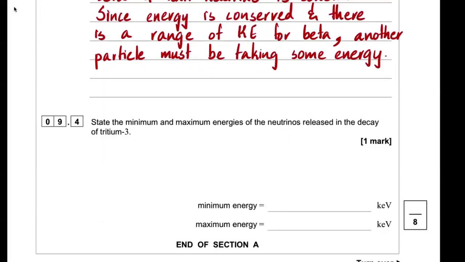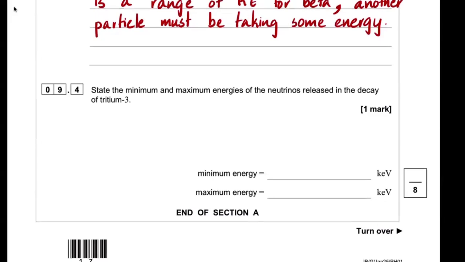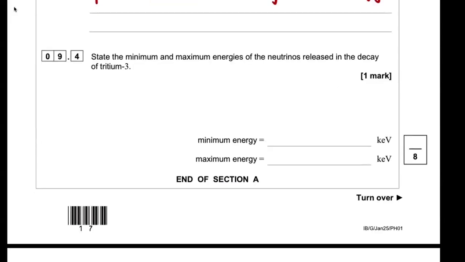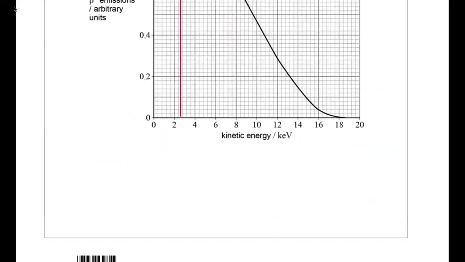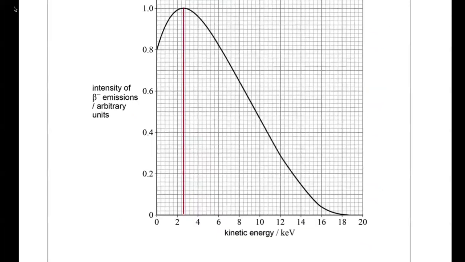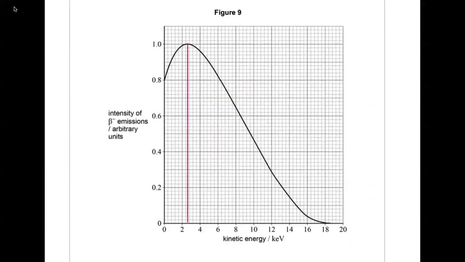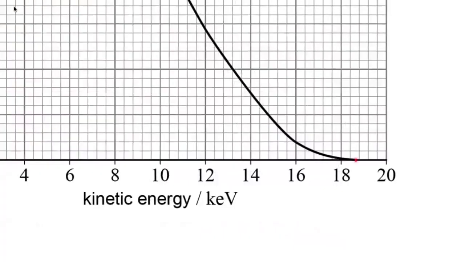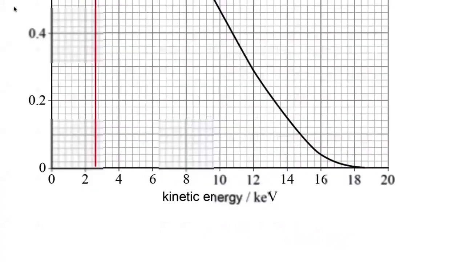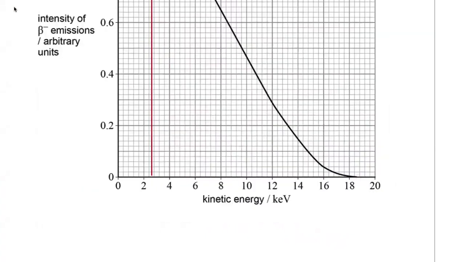All right, state the minimum and maximum energies of the neutrinos released in the decay of tritium-3. So min and max energies, how do you do this? So the max energy, because it's the sum of both of these, which is constant. So the maximum energy of the beta particle is 18, or it's a bit more than that, right? So it's almost like this, which is like 18 point something, right? So again, we know that the sum of both of these is constant. In this case, this is basically the total energy, right?